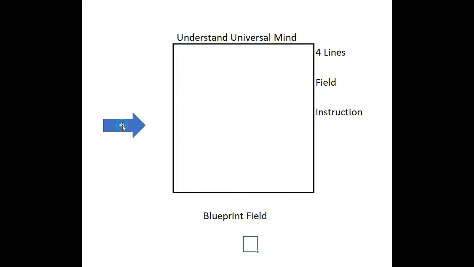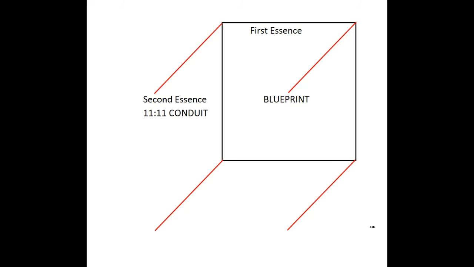To understand universal mind, a blueprint field is needed. Where else can you see using 1111 as a key? Now, here we have a square. The four lines of that field need instruction. Yes, the 1111. Let's apply them here. Now, we see a square and the 1111 conduit. That means that's the connection between both sides.